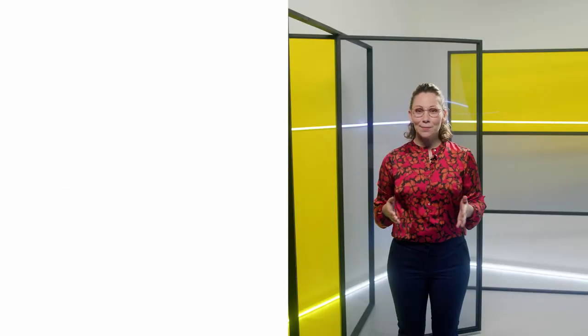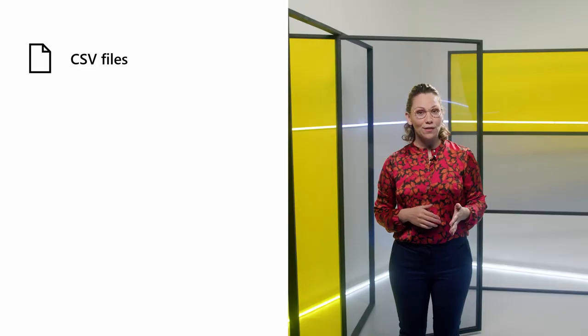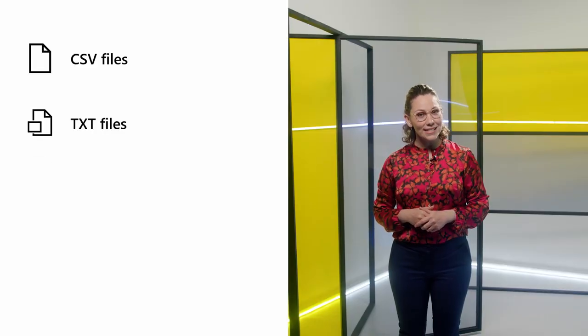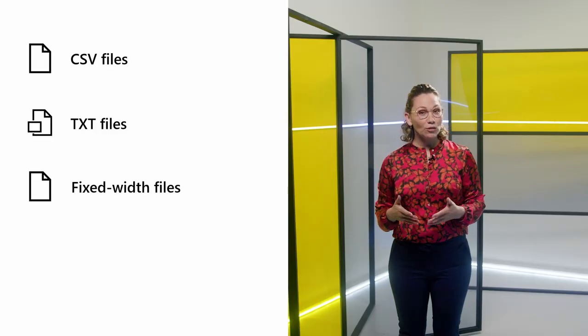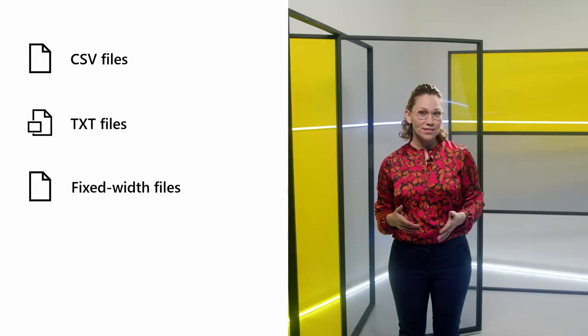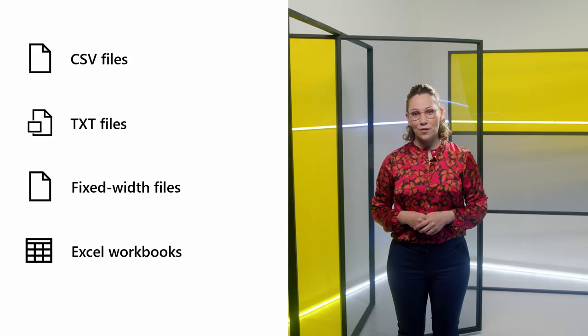So, what is a flat file? A flat file is a file type that contains a single data table with a uniform structure for every row of data and does not have hierarchies. Some examples of flat files include comma-separated value, or CSV files, delimited text, or TXT files, and fixed width files. Additionally, output files from various applications, such as Microsoft Excel workbooks, can also be classified as flat files.